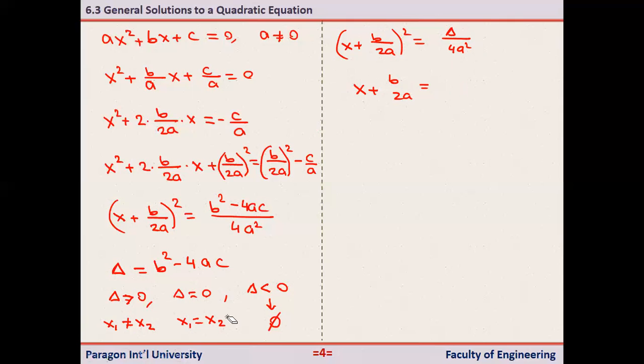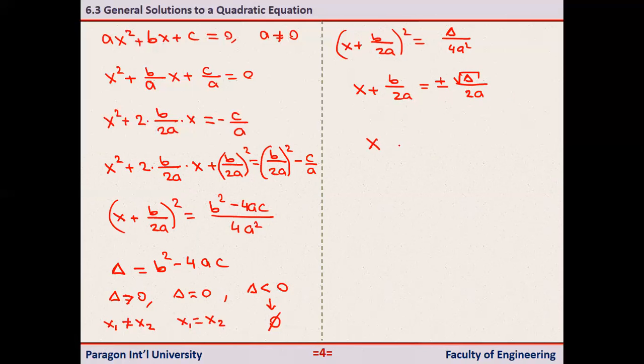Because if it is negative, we just stop here. That's why this equation has no real solutions. Equals plus or minus square root of delta over 2a. Now, if I move this to the right-hand side, 2a, they have common denominators already.